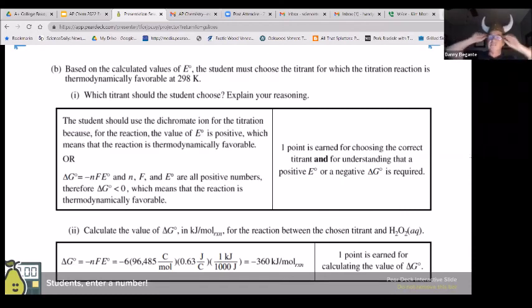If you just plugged in the math and did all the math, you would have gotten the answer 360,000. You have to remember to change the joules that come from volts to kilojoules by dividing by 1,000. So a volt, the 0.63 volts, is joules per coulomb. And you just have to remember to change that to kilojoules. That was another way that people didn't quite get that point.